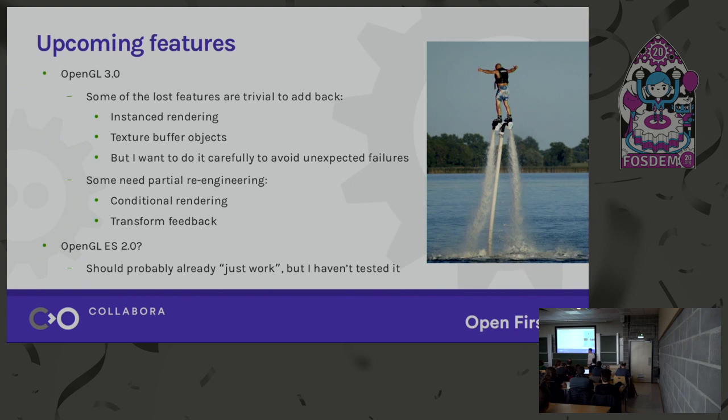Next on my to-do list here is crossing off OpenGL 3.0 again. These slides are out of date, because I added back instance rendering and texture buffer objects over the last couple of days. But the conditional rendering and the transform feedback stuff needs some more work.